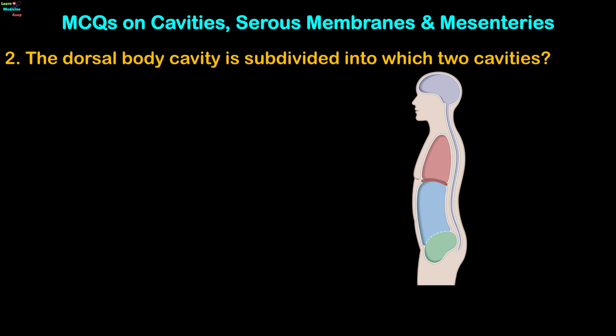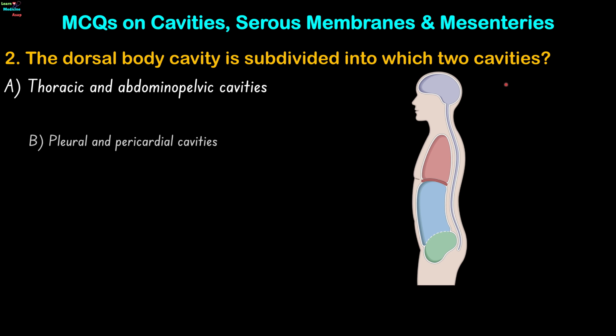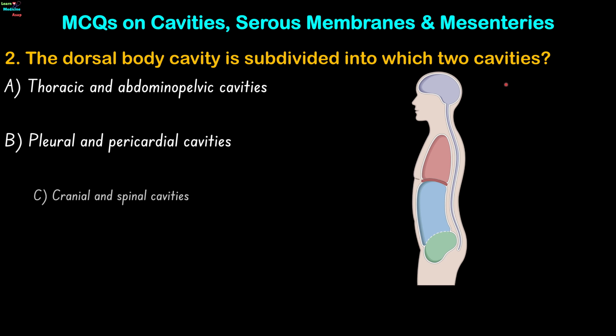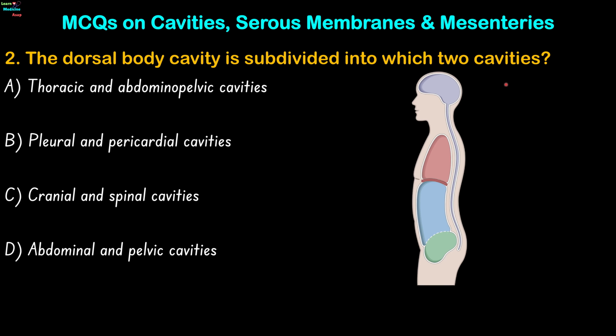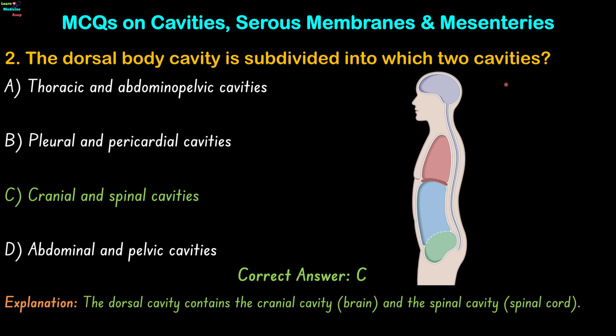Question 2. The dorsal body cavity is subdivided into which two cavities? Thoracic and abdominopelvic cavities, pleural and pericardial cavities, cranial and spinal cavities, or abdominal and pelvic cavities? The correct answer is option C. The dorsal cavity contains the cranial cavity for the brain and the spinal cavity for the spinal cord.